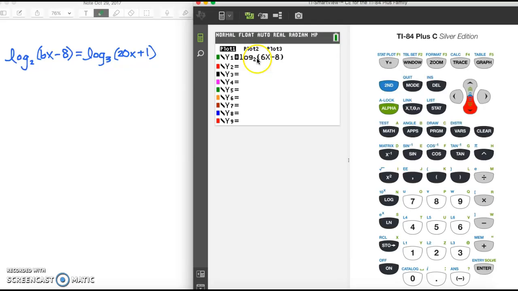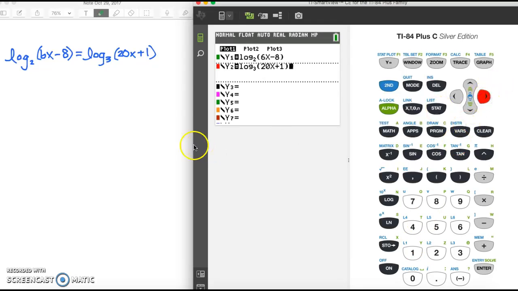Okay, so there's the first equation. Now let's put in the second equation. Again, go to math, scroll down to A, enter log base 3 and 20x plus 1.